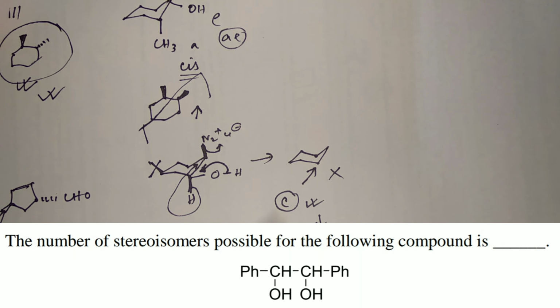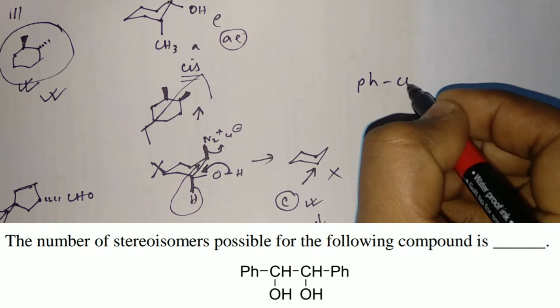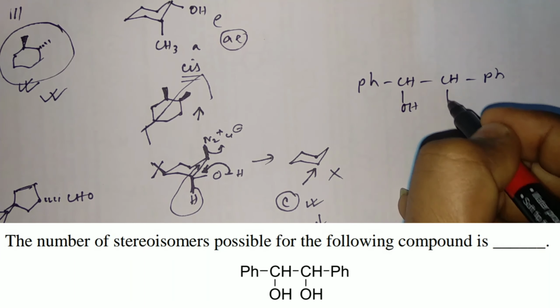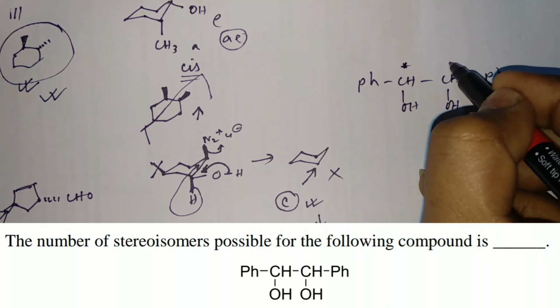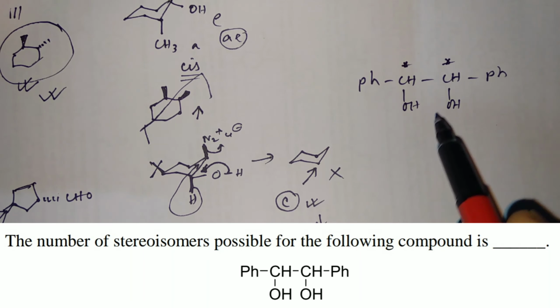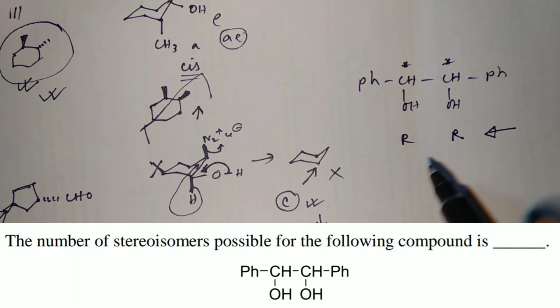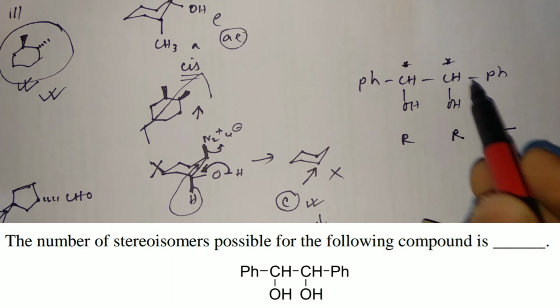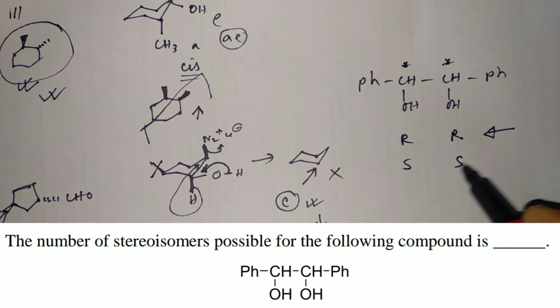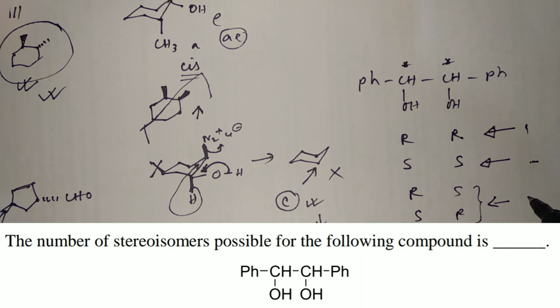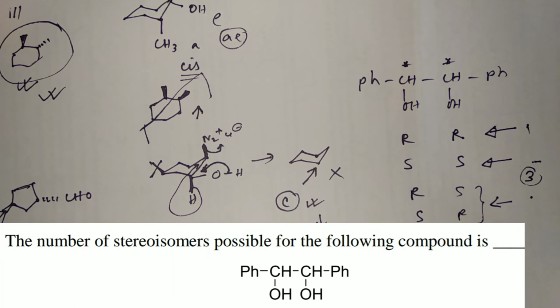The number of stereoisomers possible for this, and here also there is OH. It's very easy. This is a chiral center, and this is a chiral center. If this is R and this is R, that is one stereoisomer. If this is S and this is S, that is another stereoisomer. Then this can be RS or SR, but both are the same, because this is a symmetrical molecule. So total 1, 2, and 3. Three stereoisomers are possible for the system.